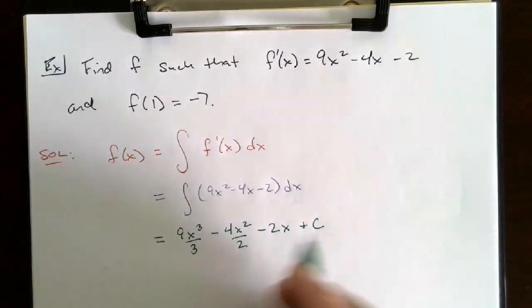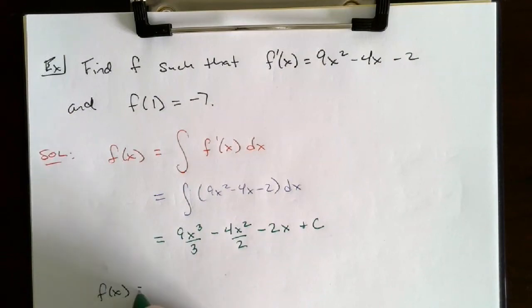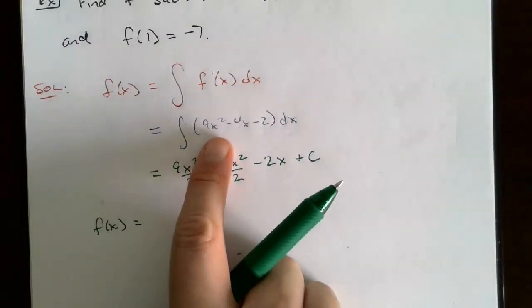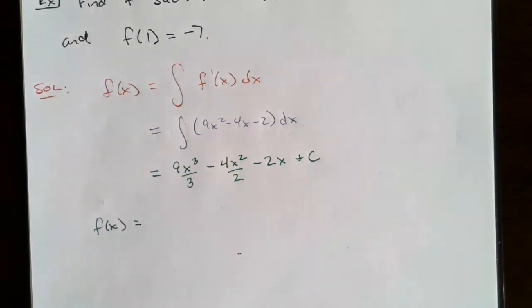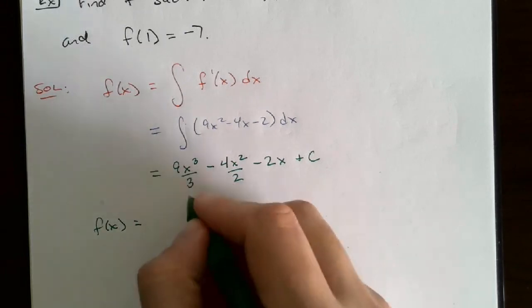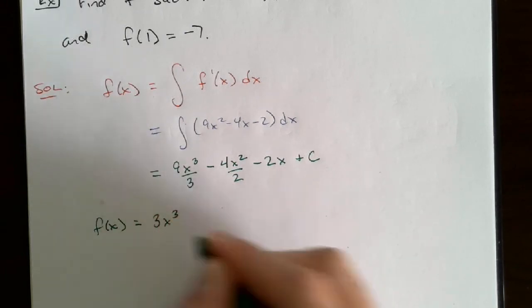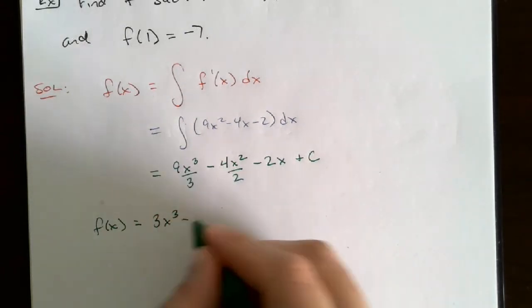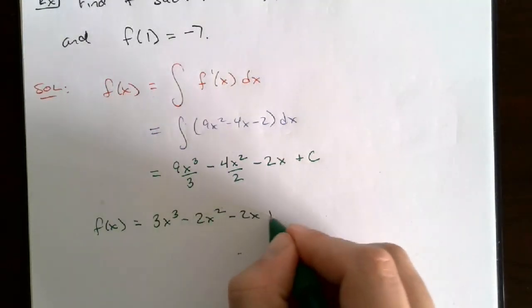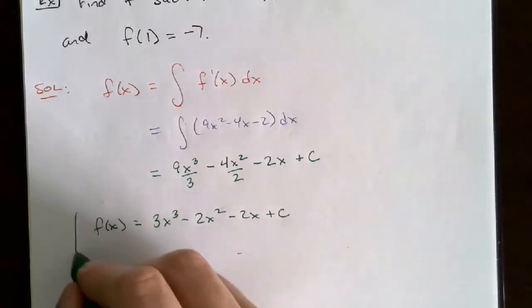So we can simplify this. If you can simplify as you're going along and you know what it's going to be, like sometimes people can see that the 3 would come out, that's fine. I like to show it because I want to make sure you know what you did. So 9 divided by 3 gives me 3x to the 3rd, minus 4 divided by 2 gives me 2x squared, minus 2x plus c. Now what I just found here was the general solution.